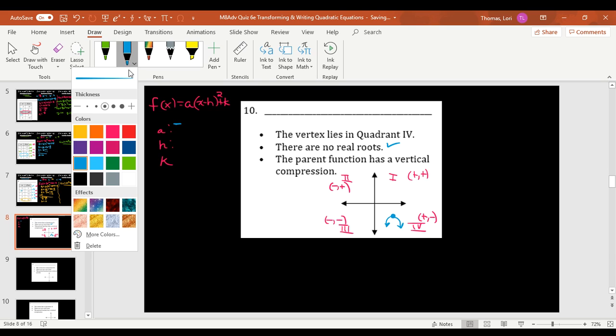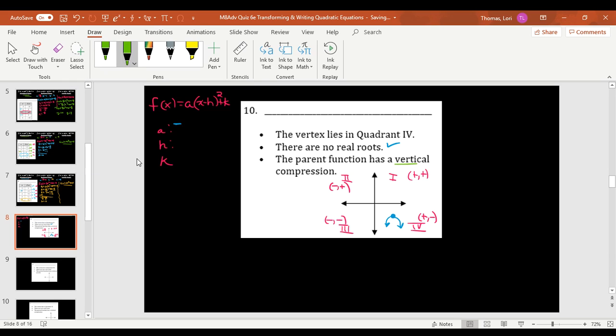The second part that we're given is the parent function has a vertical compression. So a vertical compression means that my a value has to be between 0 and 1, the absolute value. Okay, this is the dilation part. It is being compressed, so you can just make up whatever value you want for a as long as it's between 0 and 1. So I'm just going to keep it simple and say 1/2.